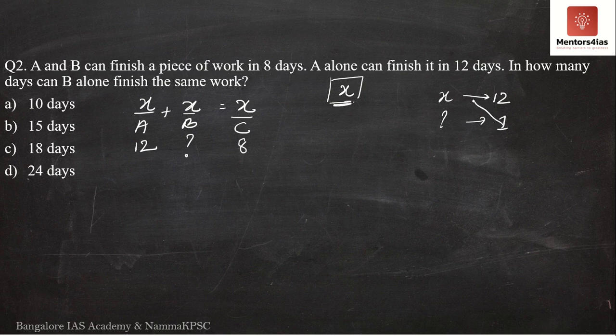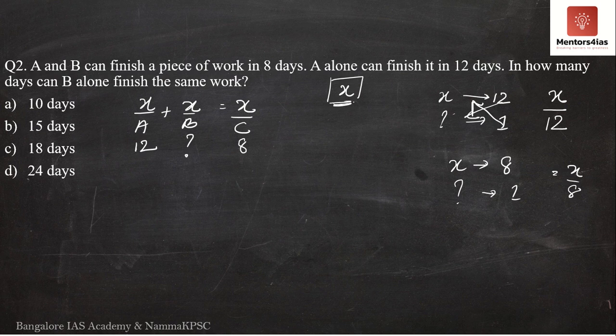Nothing but cross multiplication. I multiply X by 1 and then divide it by 12. I take the question mark to the other side. So in 1 day, how much work will A complete? X by 12. Similarly, if both A and B are working together, they will complete X amount of work in 8 days. Then how much work will they complete in 1 day? Nothing but X by 8.